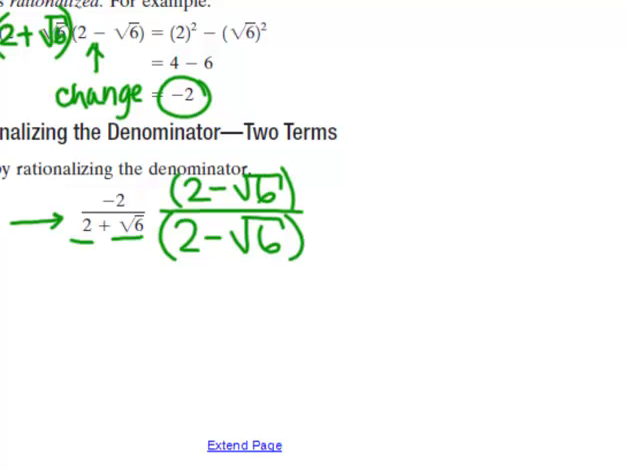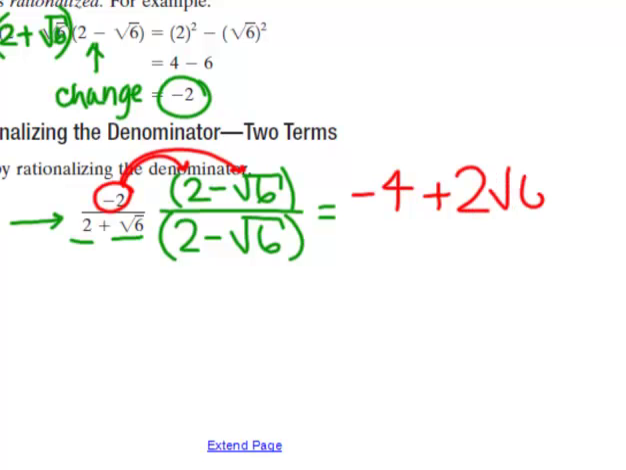So on the top, we have some simplifying to do. We're going to have to distribute this negative 2 to both of our things inside of the parenthesis. So we have negative 4. And then negative 2 times negative root 6 would give me positive 2 root 6. And this is all divided by... We could multiply this one out, but it was kind of already done for us. We end up with negative 2 in the denominator.